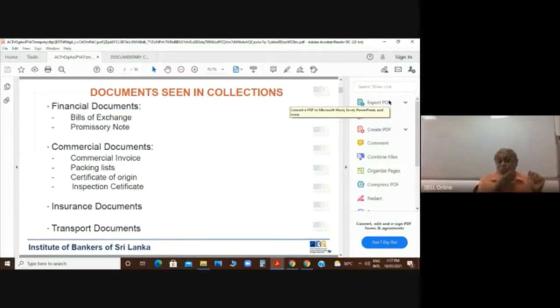Then transport documents. If it is sea transportation, we get a bill of lading. If it is air cargo, then an airway bill. If it is by truck, a consignment note, like that. Transport documents are also part and parcel of international trade operations.